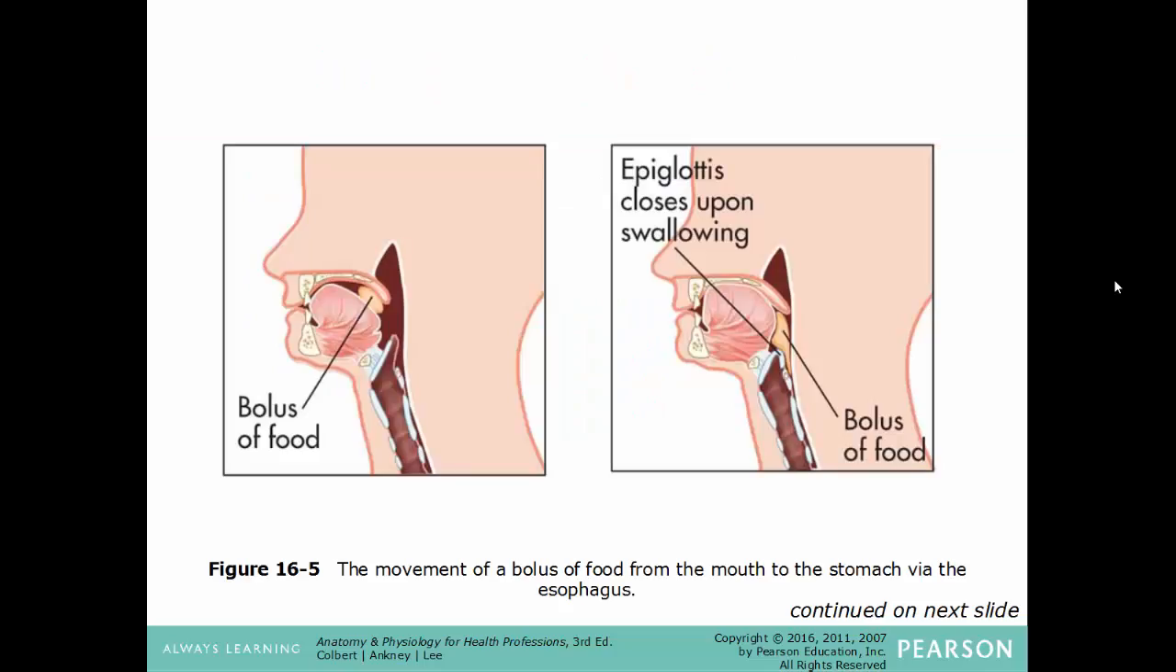Alright, here's the movement of a bolus of food going from the mouth to the stomach, through the esophagus. You have the tongue here, and this is the bolus that you're eating. So whenever you swallow, the tongue will force the epiglottis down, because this is your trachea. You don't want food going down this way, because that will obstruct your airway and make you start to choke.